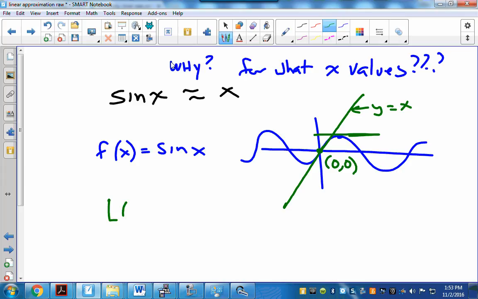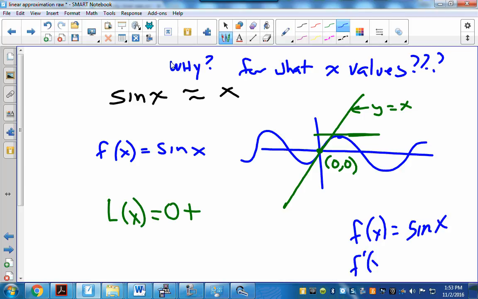Here's my tangent line. I need the y coordinate. 0. I need the slope. Where do you get the slope from? No, you don't get the slope from a y-intercept. Our function is the sine of x. Where do we get the slope from? The derivative. You have to take the derivative. This is a calculus class, after all. You would expect derivatives to show up.